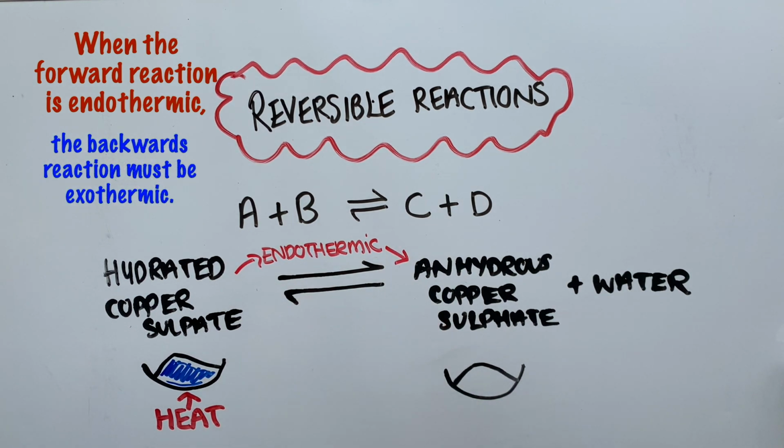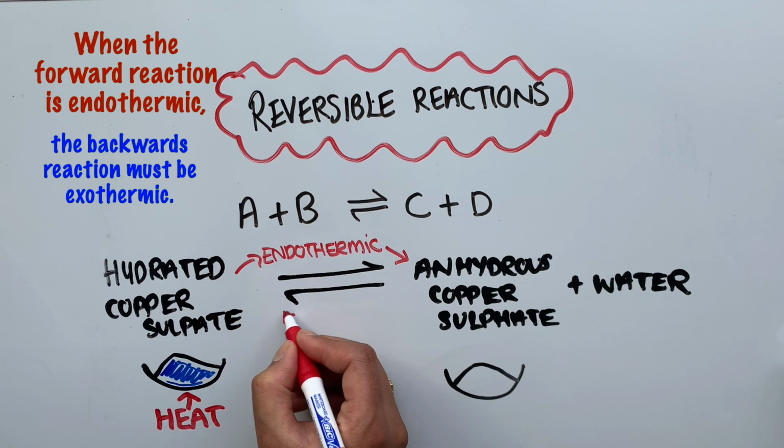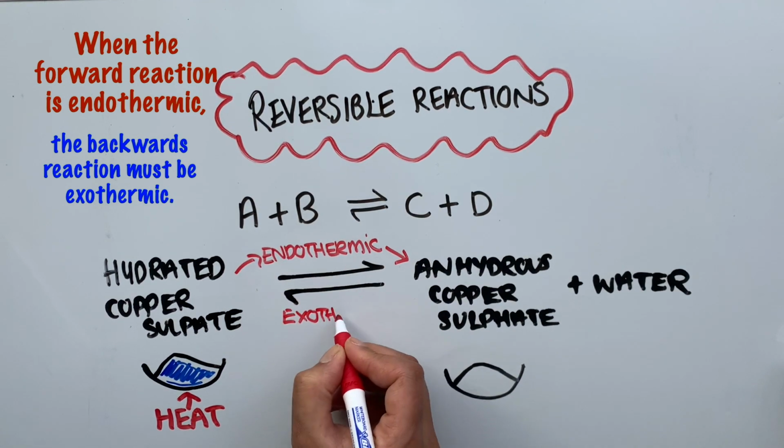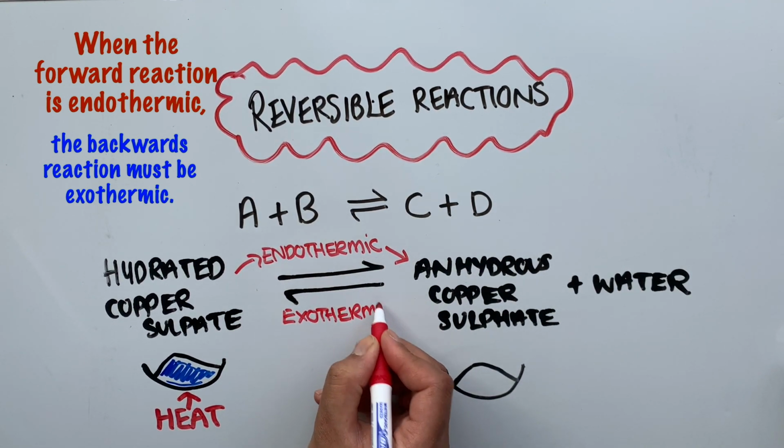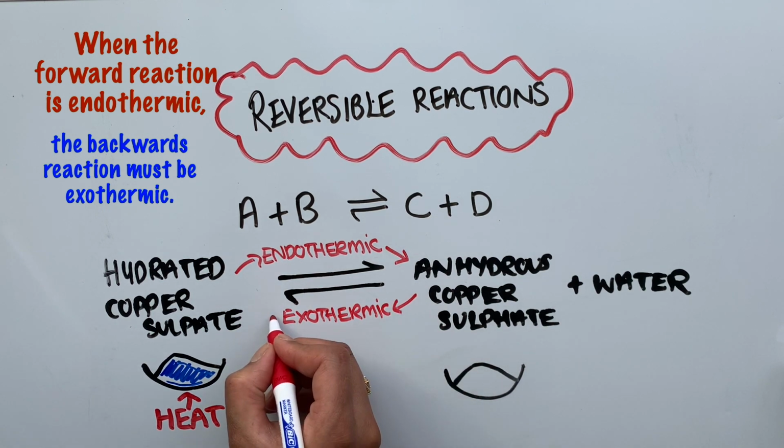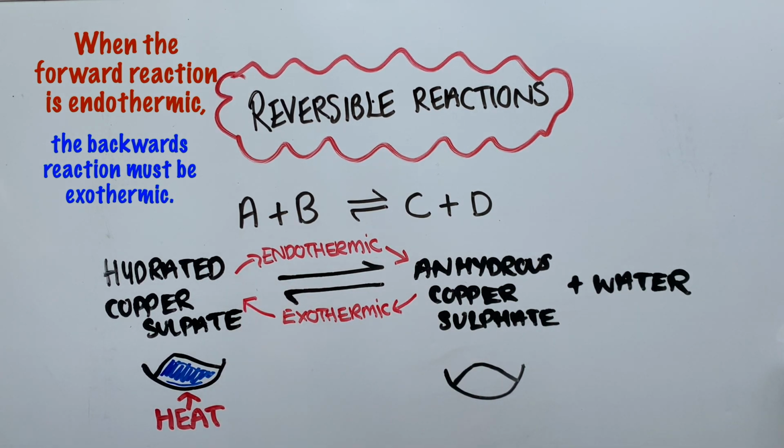And if the forwards reaction is endothermic, then the backwards reaction, where the anhydrous copper sulfate is combining with water to produce hydrated copper sulfate, is exothermic. Exothermic meaning heat energy is given out to the surroundings. And in a reversible reaction, if one of the directions is endothermic, the opposite direction will always be exothermic.